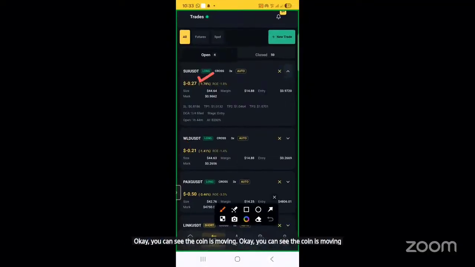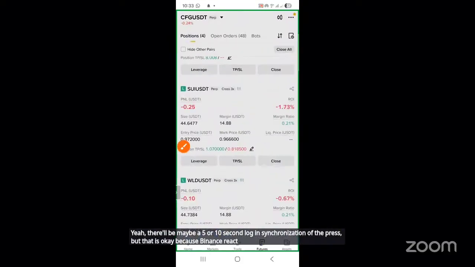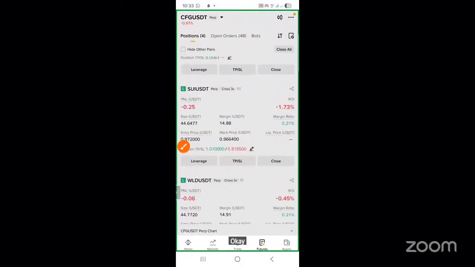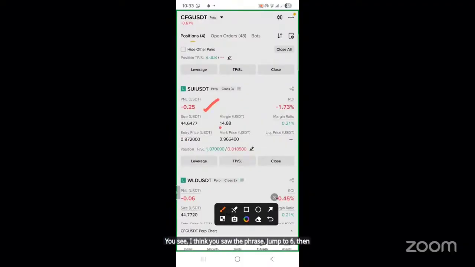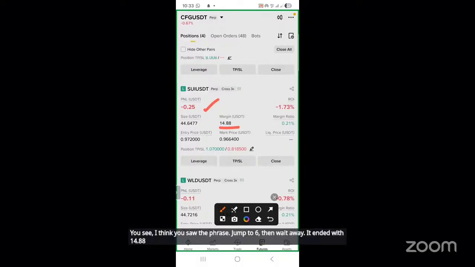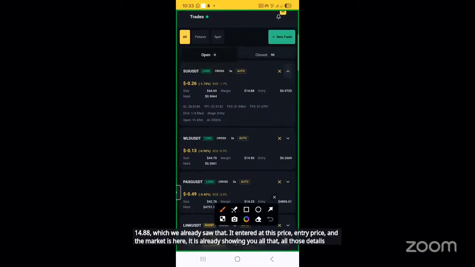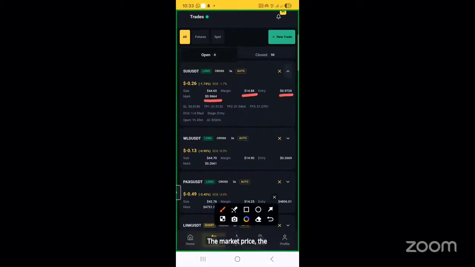It is adjusting. There will be maybe a 5 to 10 second lag in synchronization of the price, but that is okay because Binance reacts on a millisecond level. The app reacts on a second level. You can see it is adjusting. I think you saw the price jump. It ended with 14.88. We already saw that. It entered at this price, the entry price, and the market is here. It is already showing you all those details here on the board: the market price, the entry, the margin.